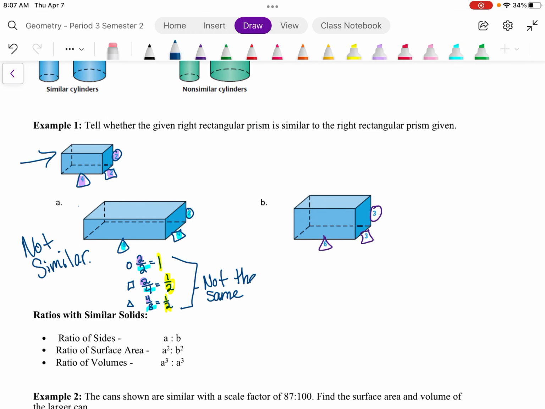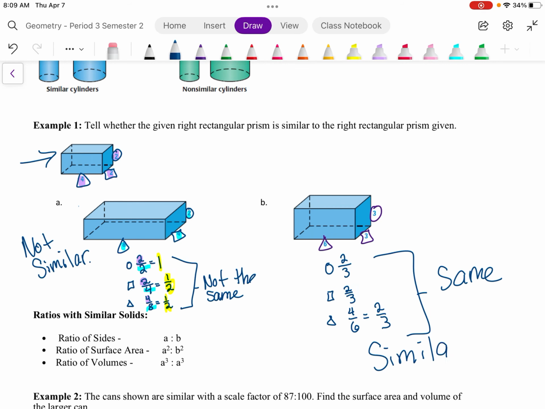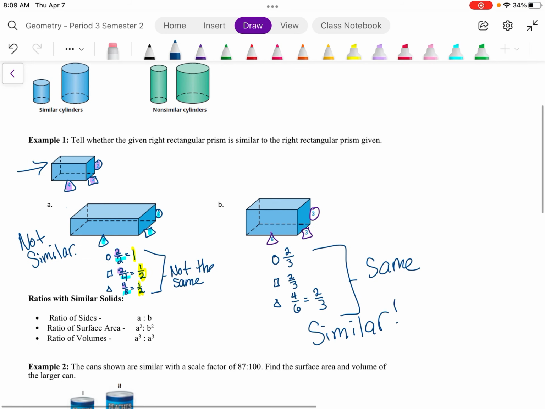Now setting up our ratios for our second pair of shapes, we can start with the circles, which is 2 over 3. It can't be simplified. Our square could be 2 over 3 again. And our triangle is going to be 4 over 6, which simplifies to 2/3. Because all of these are the same, that tells us we have similar figures. So that's how you can tell whether or not two shapes are similar or not.